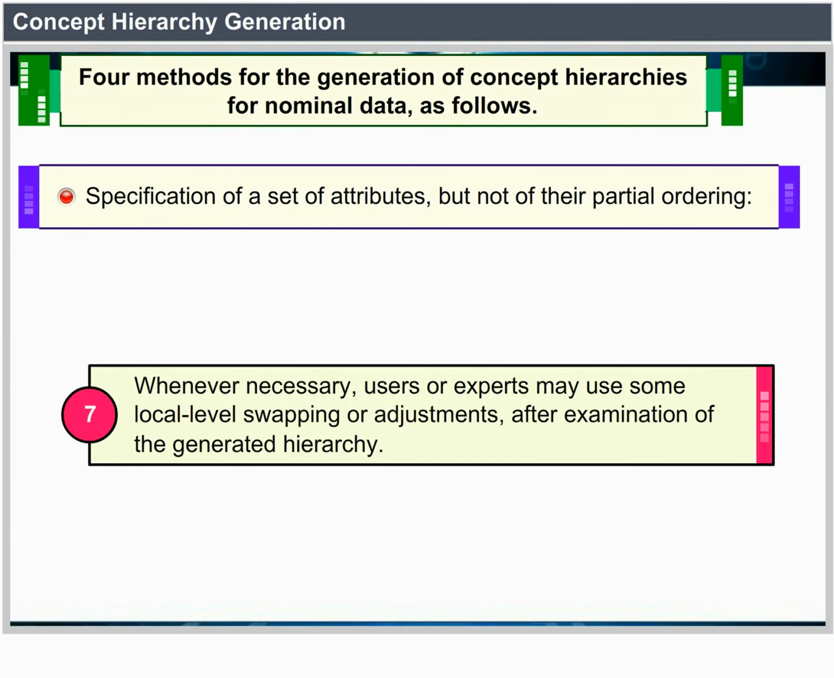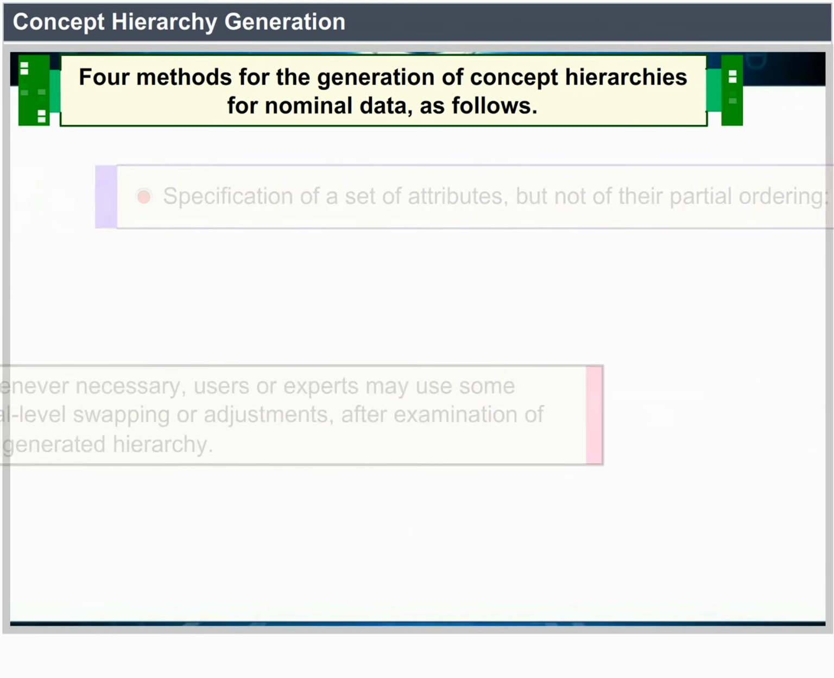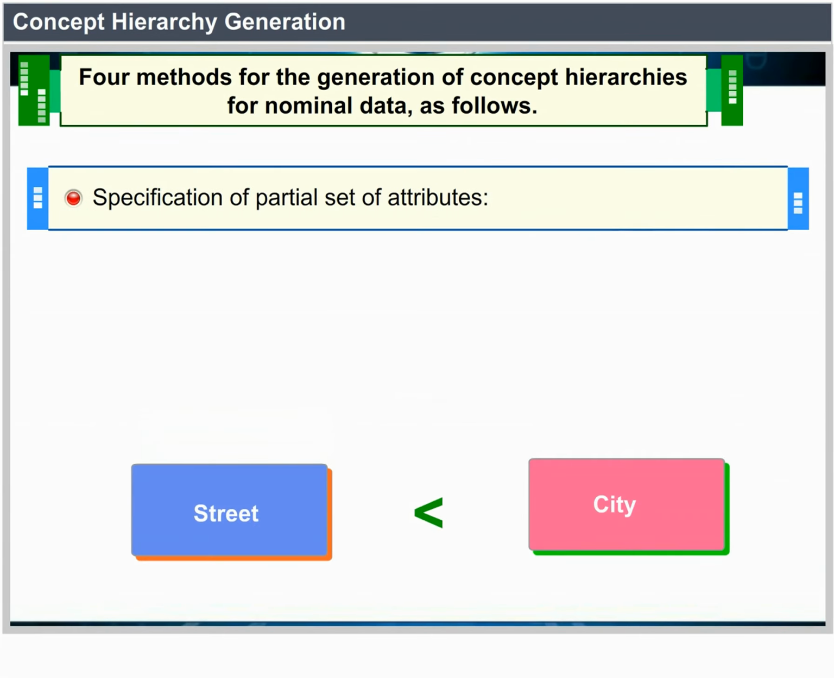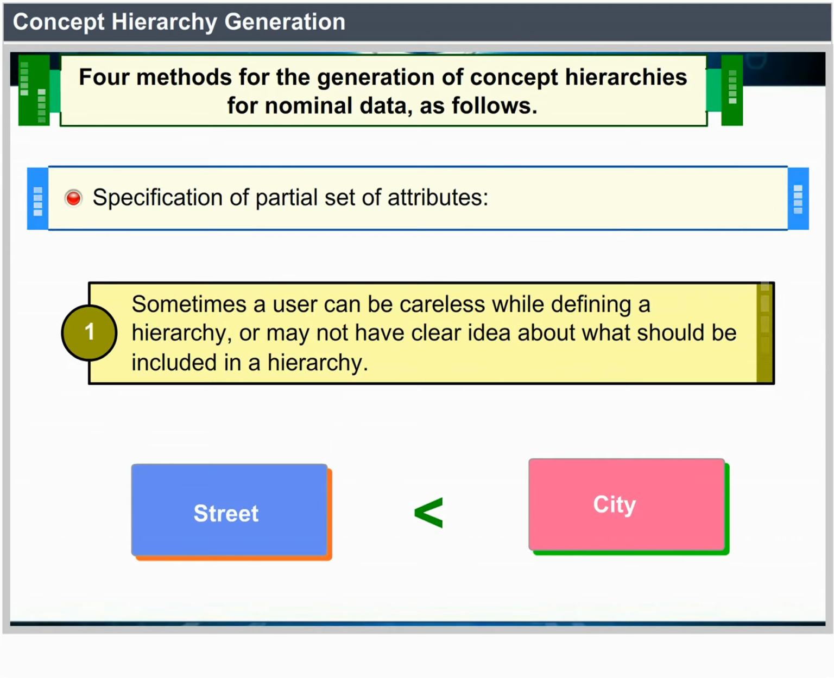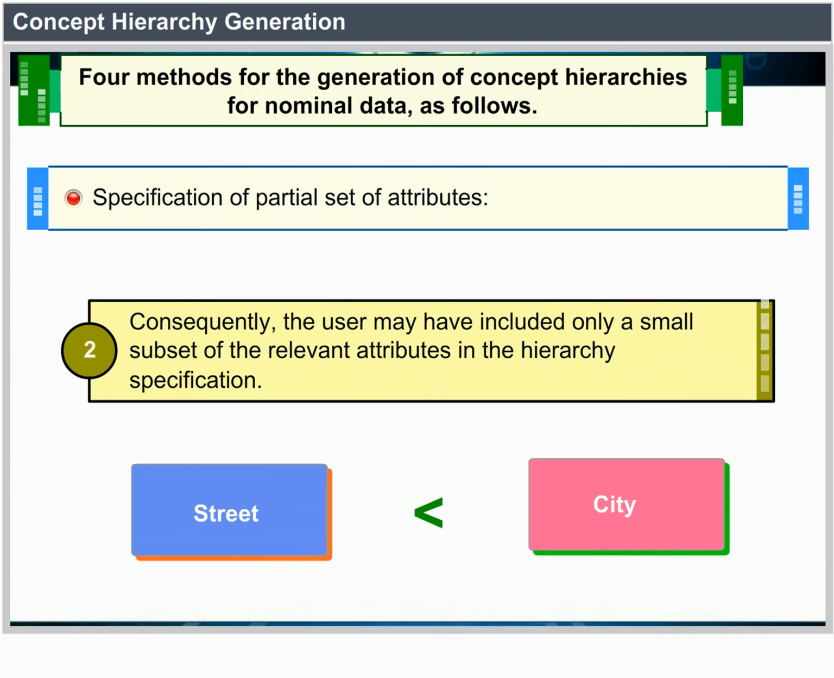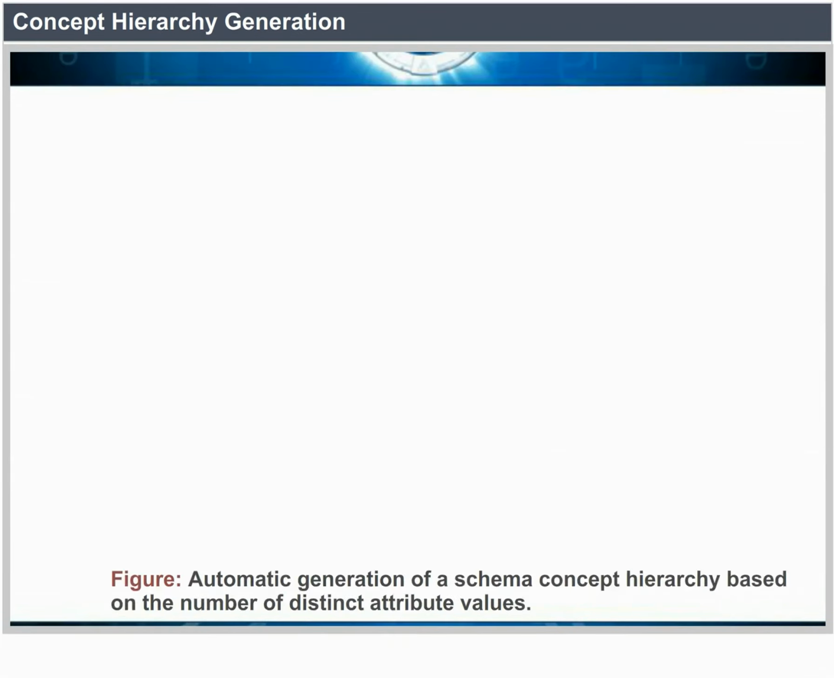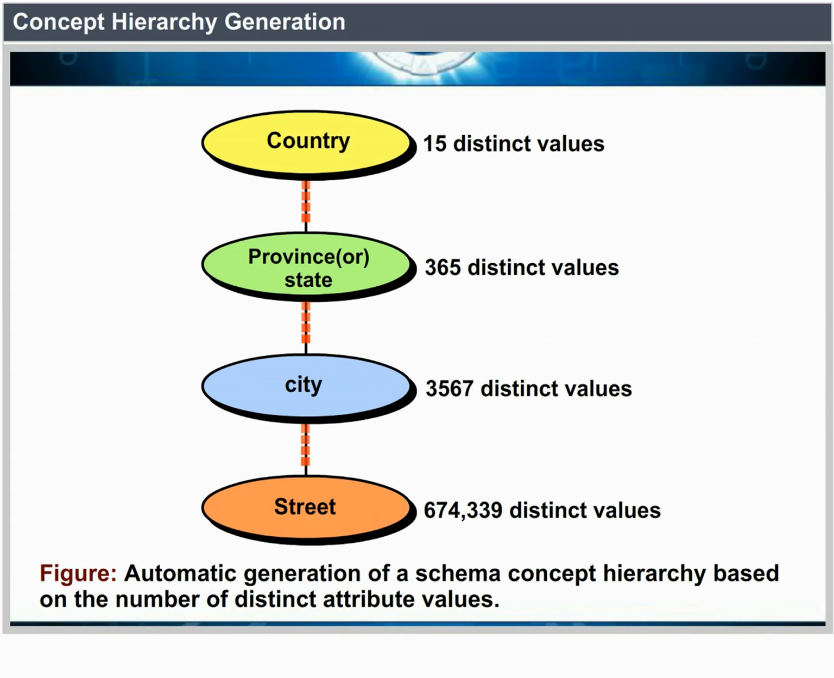Some local level swapping or adjustments may be applied by users or experts when necessary after examination of the generated hierarchy. Specification of only a partial set of attributes. Sometimes a user can be careless when defining a hierarchy or have only a vague idea about what should be included in a hierarchy. Consequently, the user may have included only a small subset of the relevant attributes in the hierarchy specification. Figure shows the automatic generation of a schema concept hierarchy based on the number of distinct attribute values.